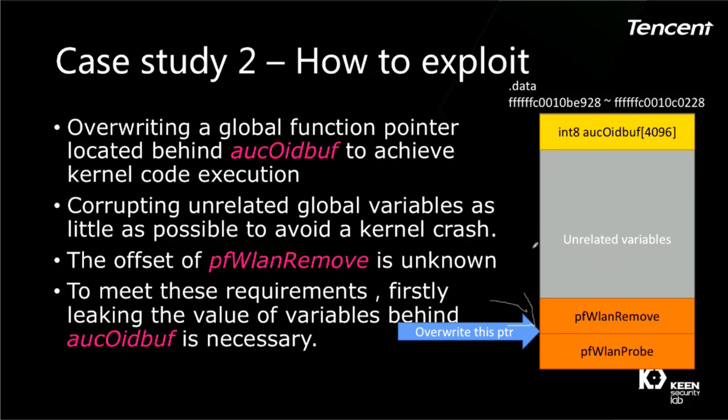But to avoid a kernel crash, I better not corrupt other unrelated global variables in gray. So I better know the data of these unrelated variables, and I also have to know the relative offset to the AUC OID buff. So I need to know the offset here. So another vulnerability, which is leaking the value of these variables, is necessary.